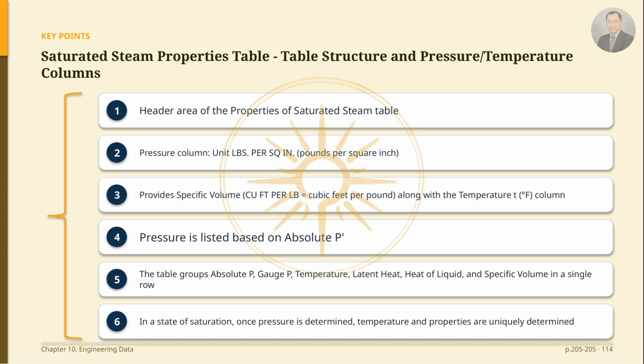The temperature column is given in Fahrenheit and represented by the variable T, and the specific volume is in cubic feet per pound, representing the volume occupied by a unit mass of steam. The key point is that under saturated conditions, once the pressure is determined, the corresponding temperature, specific volume, and latent heat are all determined as single values.